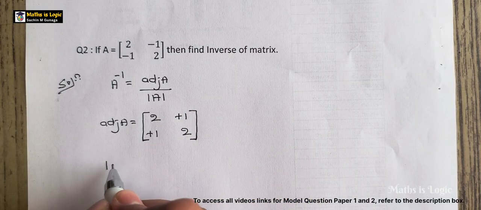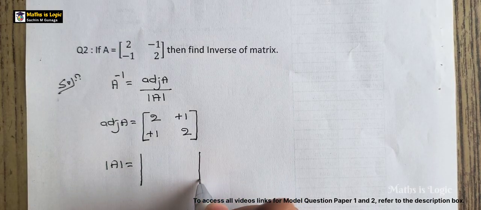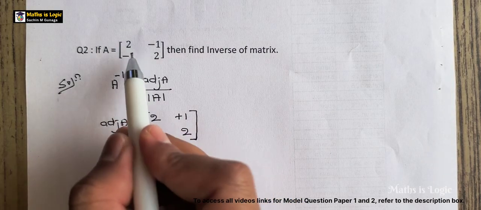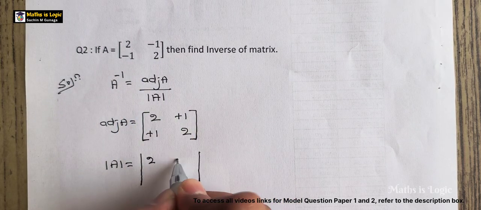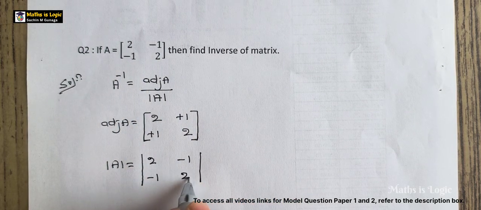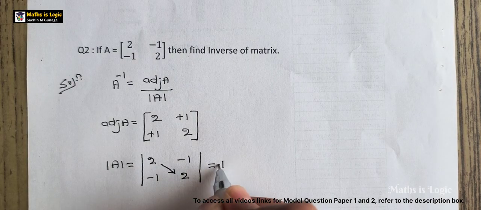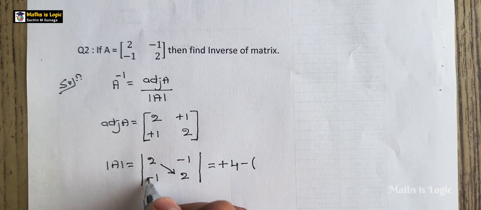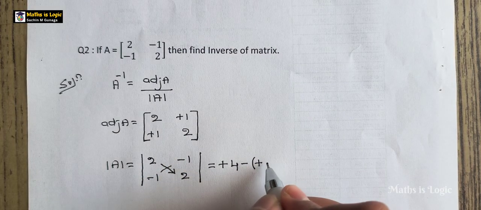Next, find out the determinant of A value. So determinant symbol, keep it as it is, substitute A. What is that A? 2 minus 1 minus 1 2. Do the cross multiplication, plus into plus, plus 2 into 2, 4, middle minus sign, minus into minus is plus, 1 into 1 is 1.